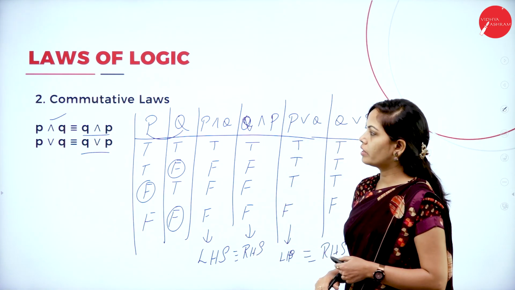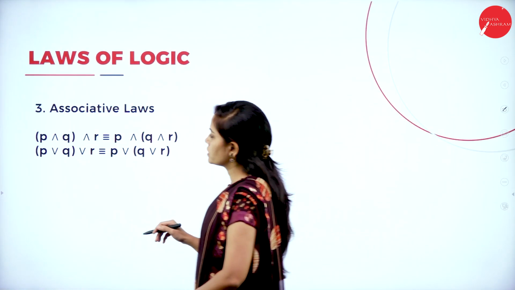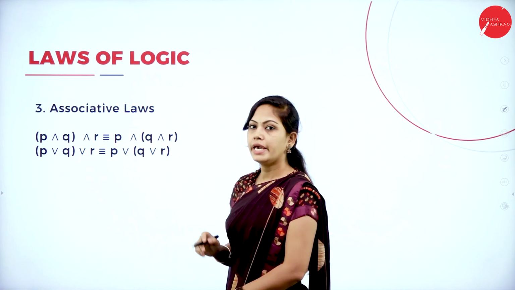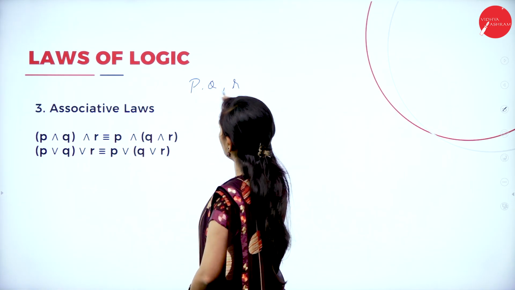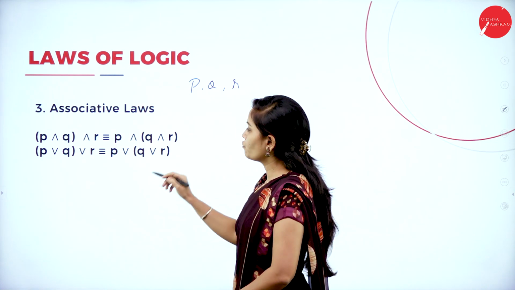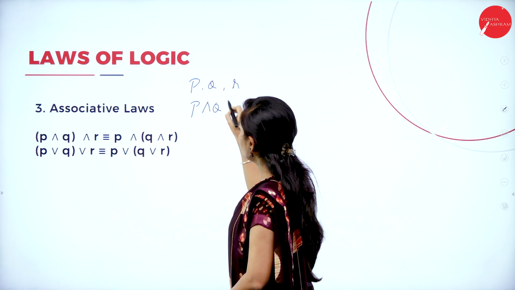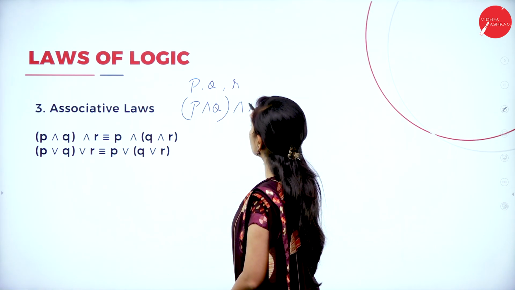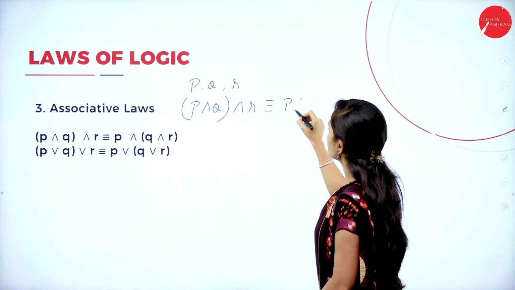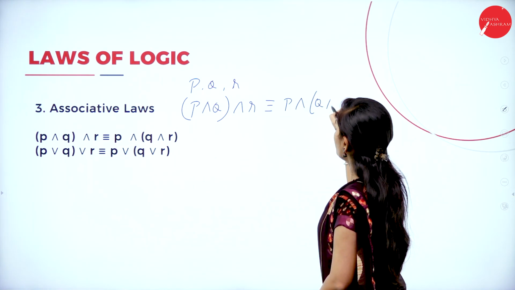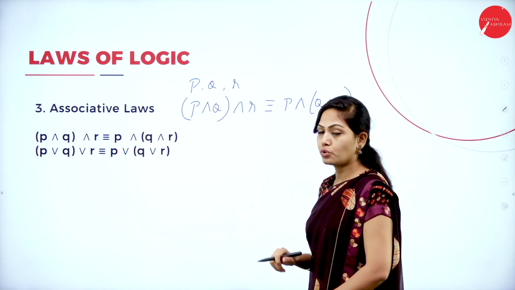And the next law is the associative law. So what is the associative law? Here in the associative law, we are using three propositions called P, Q, R. The first statement is: P AND Q, ANDed with R, is equivalent to P ANDed with Q AND R. This is your first associative law.